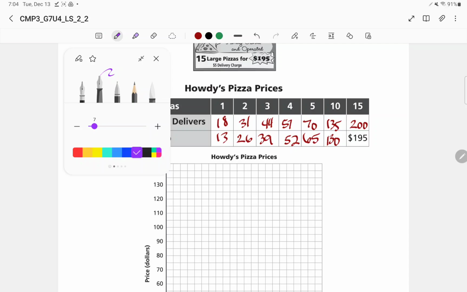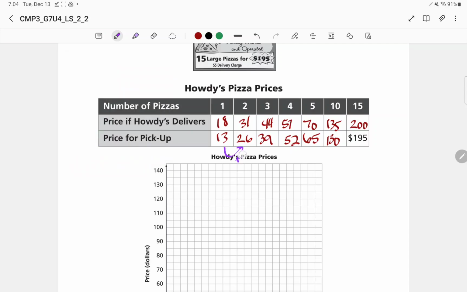By looking at the patterns, if you look here from 1 to 2, that's plus 13. From 1 to 2, that is also plus 13. So you notice they're both going up by 13 every single time. Regardless of whether you're priced for pickup or delivery, the cost of pizza still increases by 13 every single time.